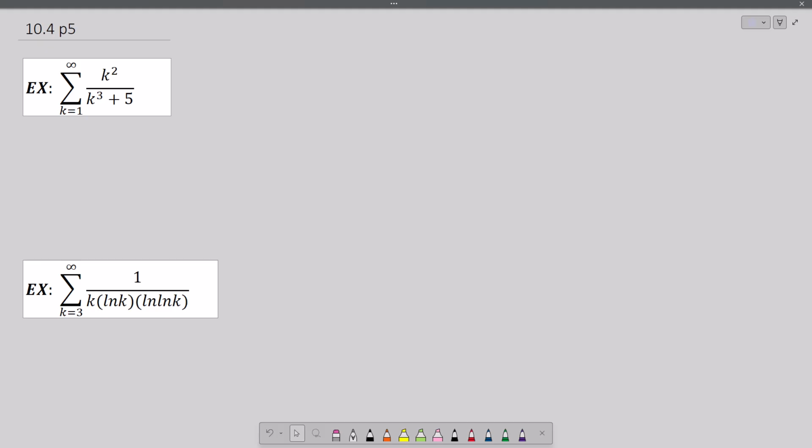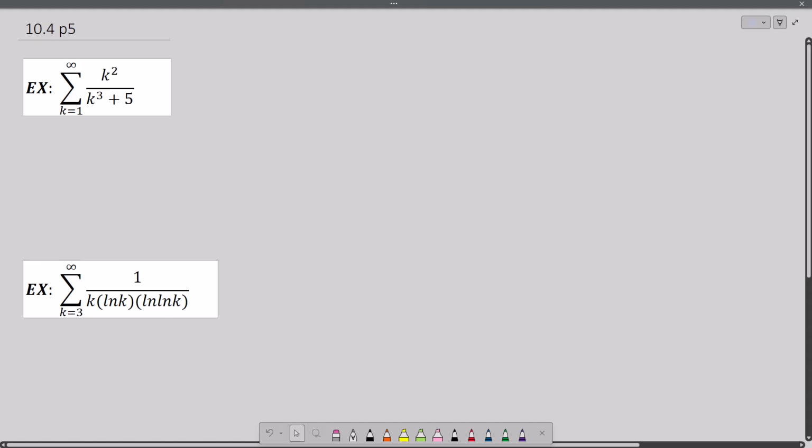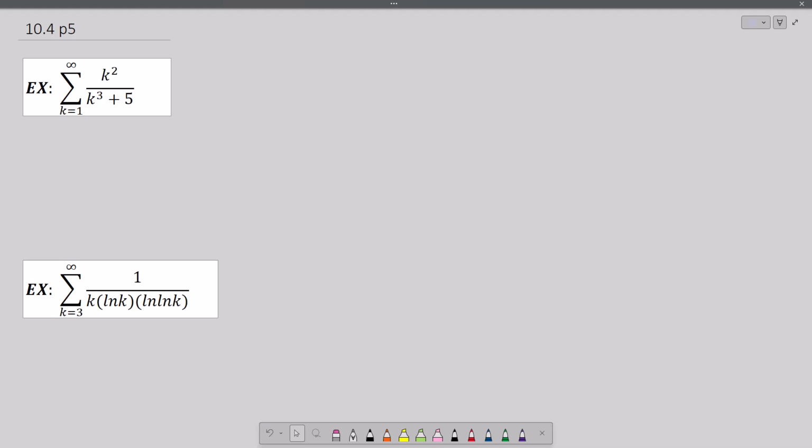What's the conclusion of the divergence test here? Inconclusive. The limit of a sub k, you have a square over a cubic, so that limit's going to be 0. So the divergence test would be inconclusive. If the limit is 0, we have to dig deeper.